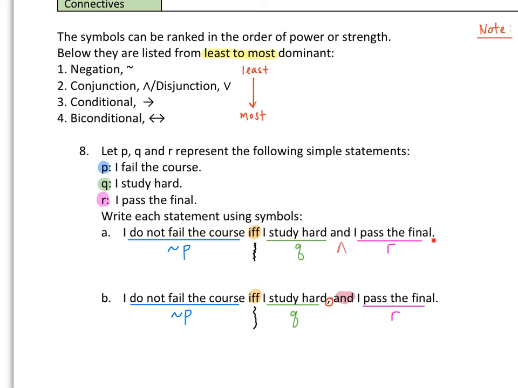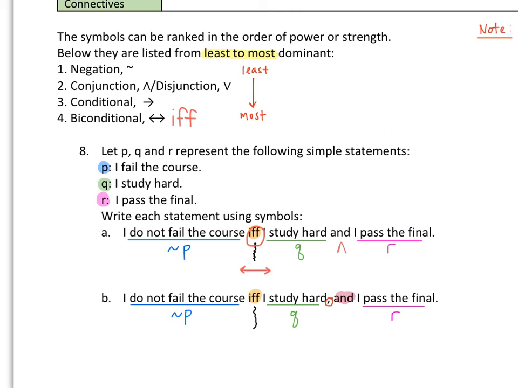Okay, so I see I do not fail the course if and only if I study hard and I pass the final. Okay, so what is the most dominant here? And what we should notice is it's this if and only if. Remember, that's our biconditional. If and only if. Okay, so that's the most dominant right there. So I'm going to put my symbol right in the middle there. That is my break-off point. Okay, I group it from there afterwards. So everything before that gets grouped and everything after that gets grouped together.